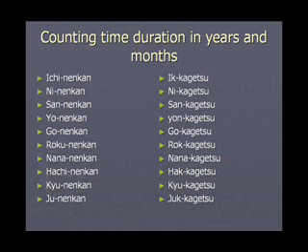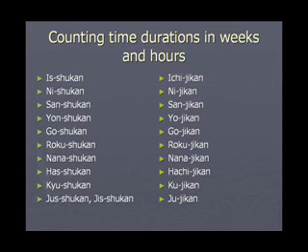For the benefit of those who might have joined only in this lesson, I will quickly run through the names. Ichinenkan, Ninenkan, Sannenkan, Yonenkan, Gonenkan, Rokunenkan, Nananenkan, Hachinenkan, Kyunenkan, Junenkan. Ikagetsu, Nikagetsu, Sankagetsu, Yonkagetsu, Gokagetsu, Rokagetsu, Nanakagetsu, Hakagetsu, Kyukagetsu, Jukagetsu.